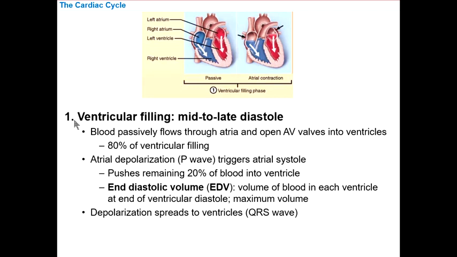So right at the end of step 1, ventricular filling, there's the maximum amount of blood we can have in the ventricles, because it flowed in passively, 80%, and then the atria contract. That's the other 20%. That would be our EDV, end diastolic volume in the ventricles. Depolarization spreads to the ventricles, because remember, they have to depolarize before they contract. So that's the QRS wave. Now we're at the end of step 1 of the cardiac cycle.